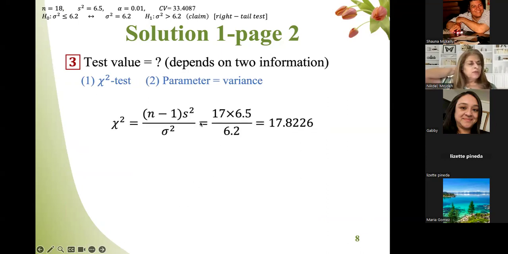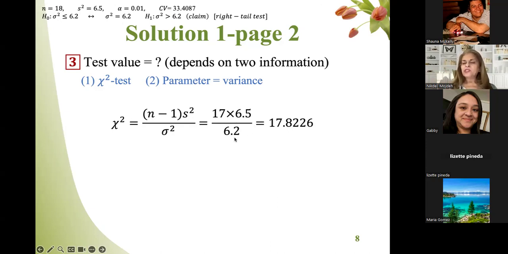So chi-square equal to n minus 1 times s to the power of 2 divided by sigma square. In this example, I gave you sample variance, s to the power of 2. I already gave you s to the power of 2. So n minus 1, 17 times 6.5, you are not going to square it because I already gave you s to the power of 2. And sigma square from null sentence is 6.2.